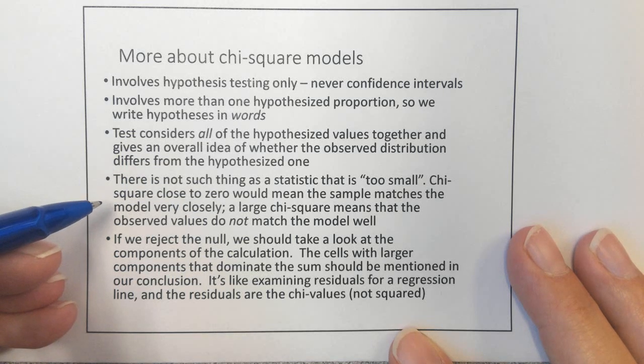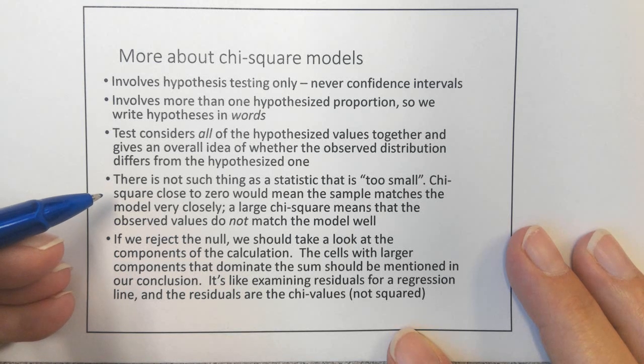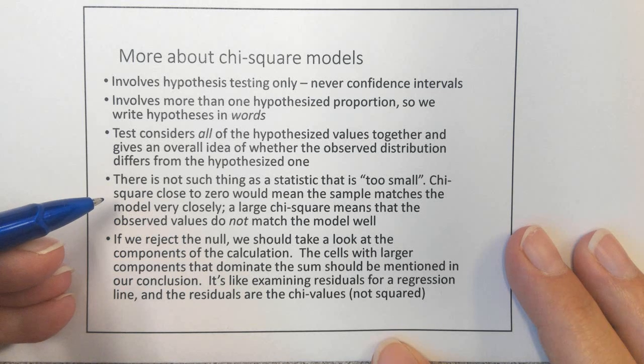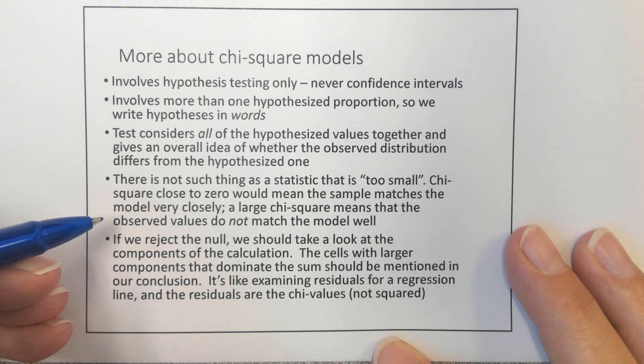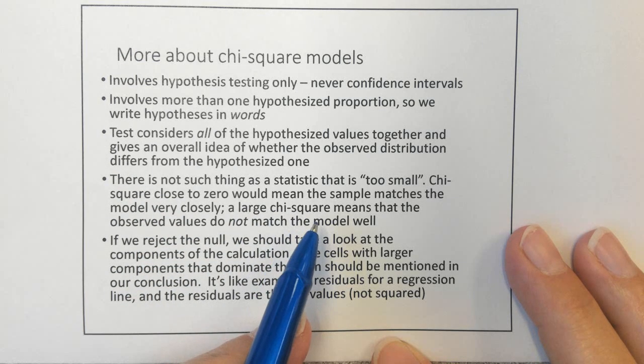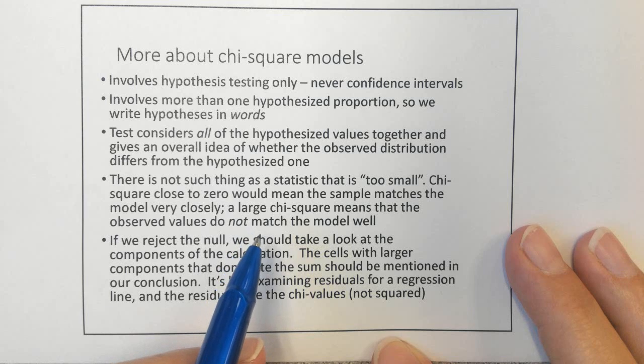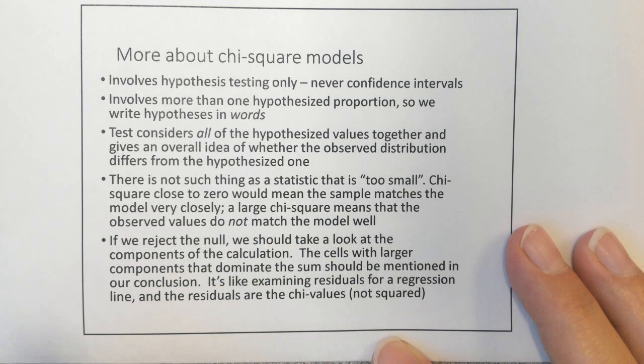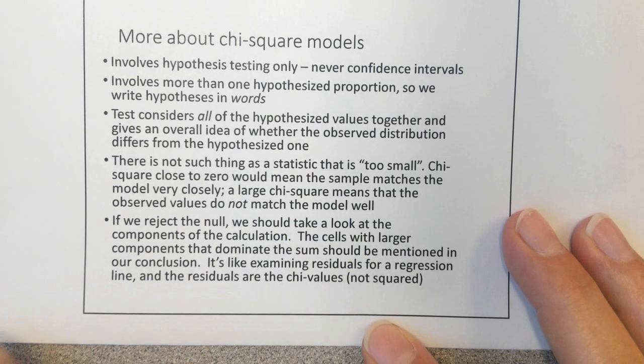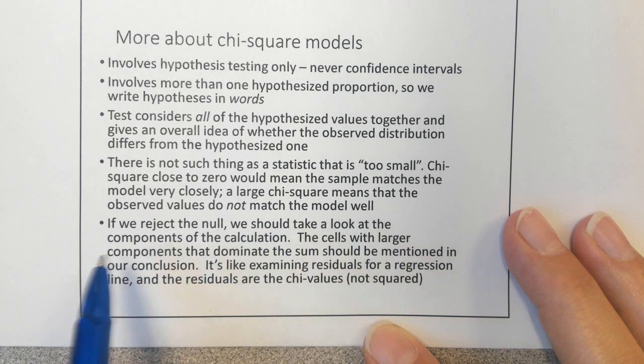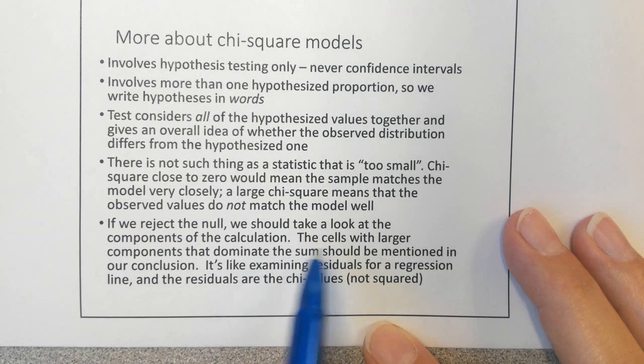There's no such thing as a statistic that's too small, because you have a lower bound of 0 on your curve. A chi-square value close to 0 means that your observations match the expectations very, very closely, and you would fail to reject the null. And a large chi-square value means that the observed values do not match the model well, and you would reject the null.